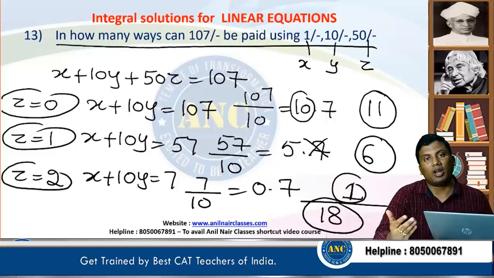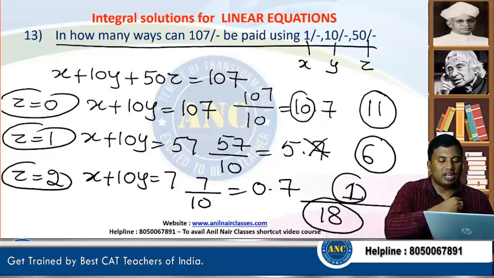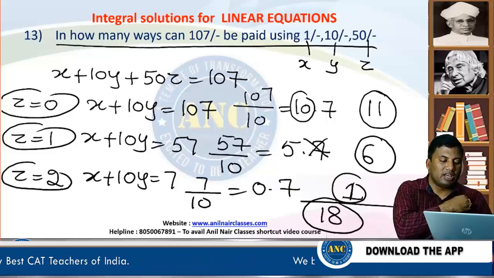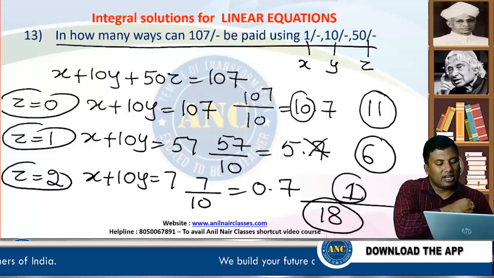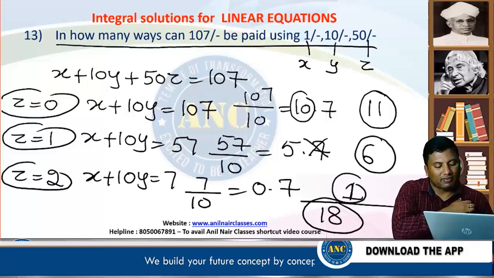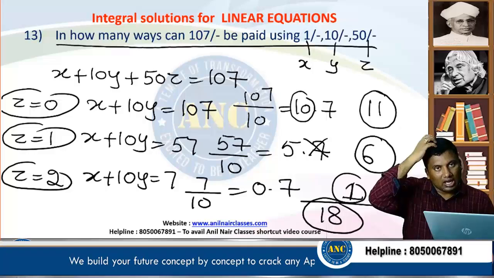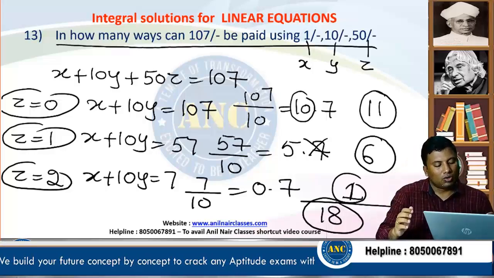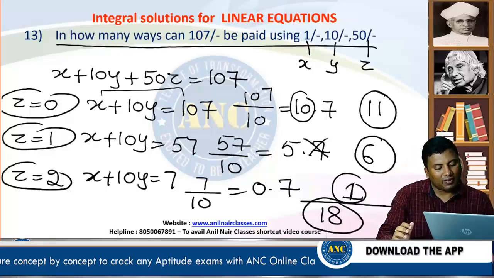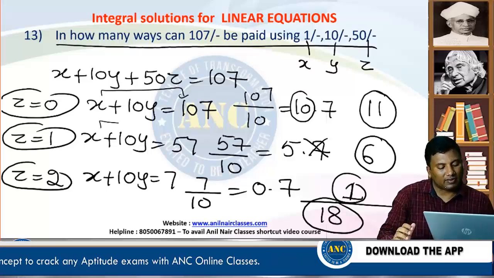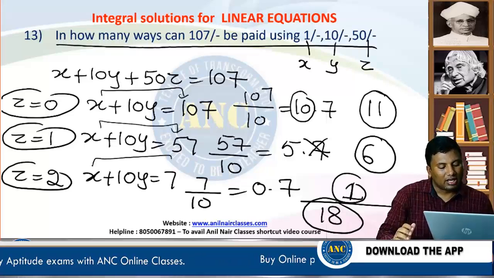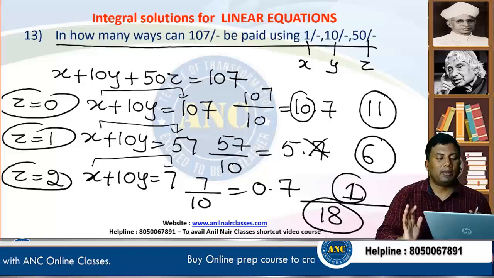Z0, Z1 and Z2. If Z is 0, X plus 10Y is 107. If Z is 1, X plus 10Y is 57. Z is 2, X plus 10Y is 7. So coefficient of X, 1 is a factor of 107. Here also it is a factor. Here also it is a factor. K by A into B.